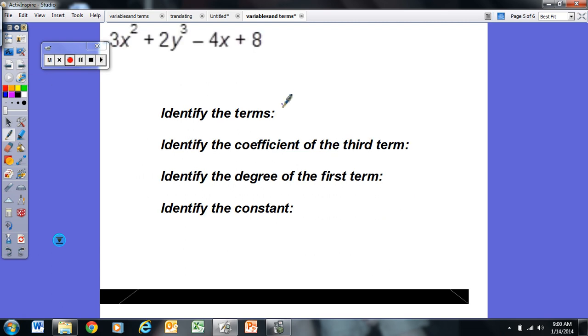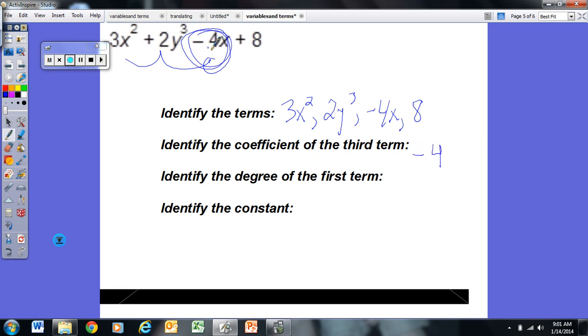Identify the terms. The first term is 3x squared. The second term is 2y cubed. The third term is negative 4x, and the fourth term is positive 8. Identify the coefficient of the third term. Well, the third term is right here, and the coefficient is -4.